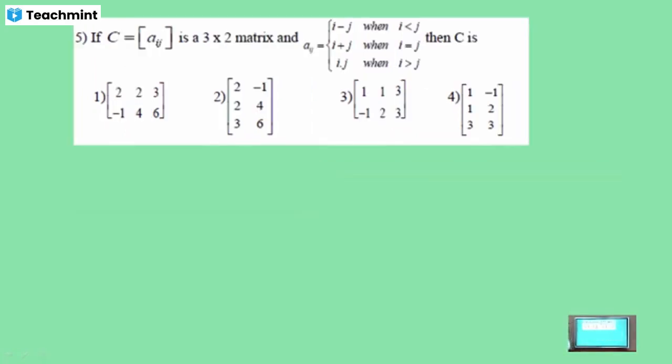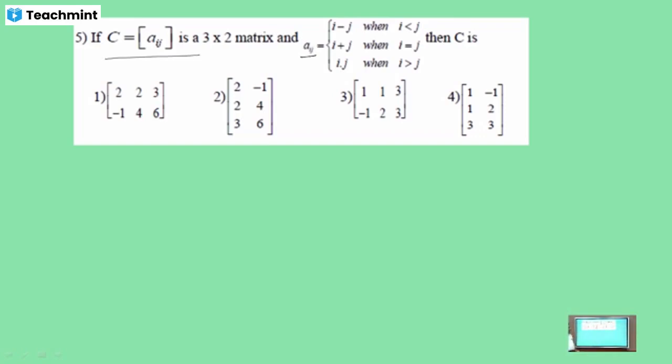Next, as you are observing, C is a matrix given as this one, where it is a 3 cross 2 matrix with each element as aij, which has been split. How is it split? If i less than j, the condition is i minus j; if i equal to j, the condition is i plus j; if i greater than j, the condition is i into j. Then the matrix C is.